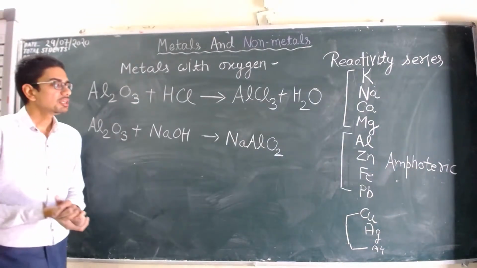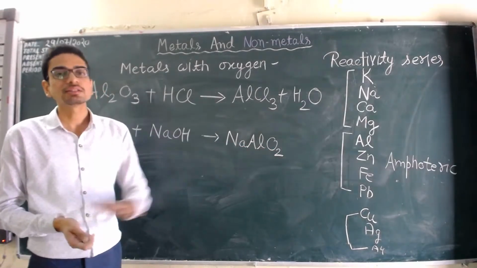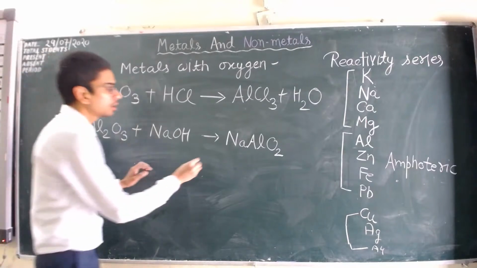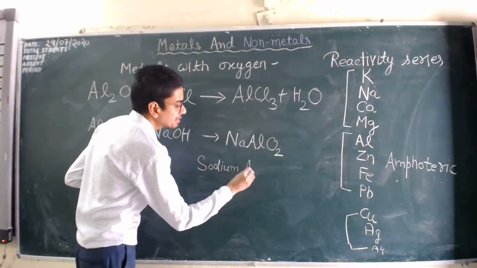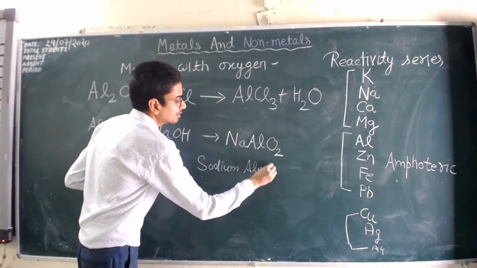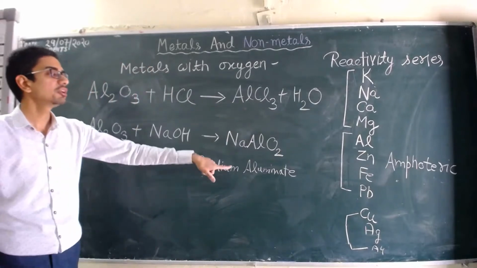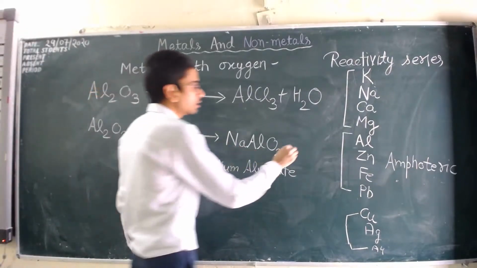Now you will be familiar that this is sodium, aluminum, and oxygen. Okay, you call this sodium aluminate. Sodium aluminate. This is a salt. Just as aluminum chloride is a salt, sodium aluminate is also a salt, but it has 2 metals and 1 non-metal plus H2O.